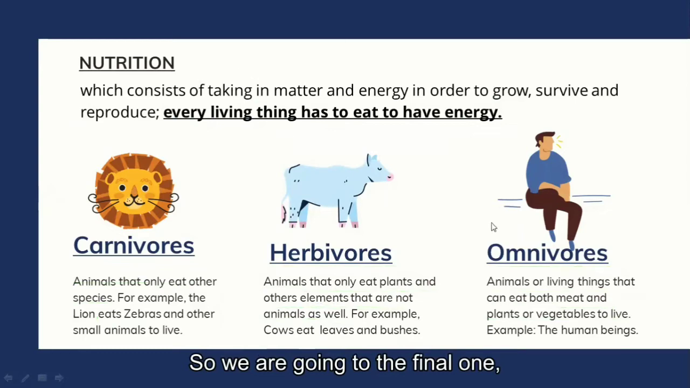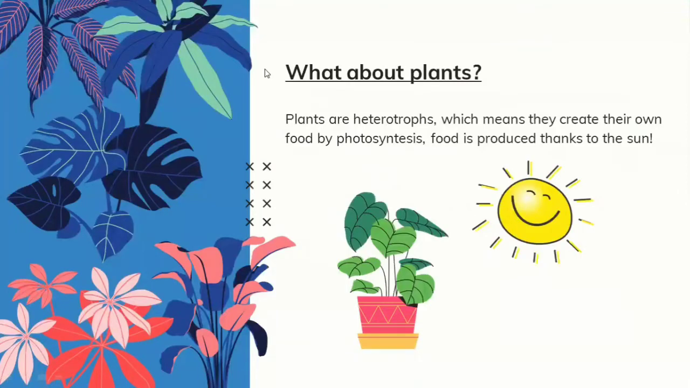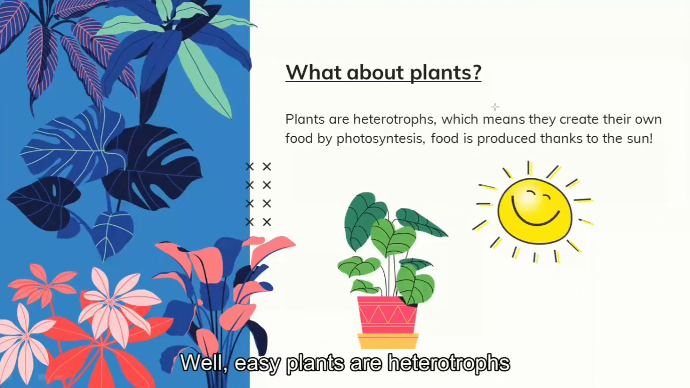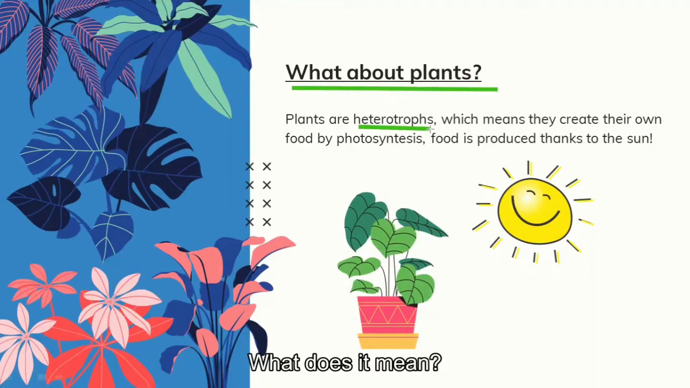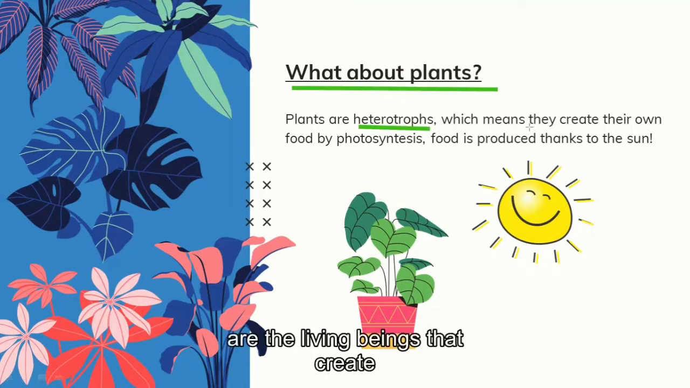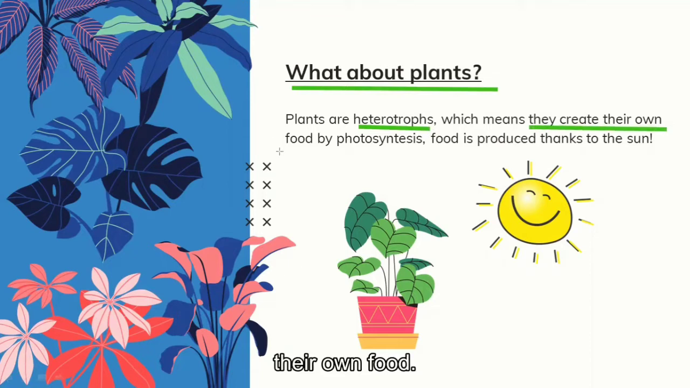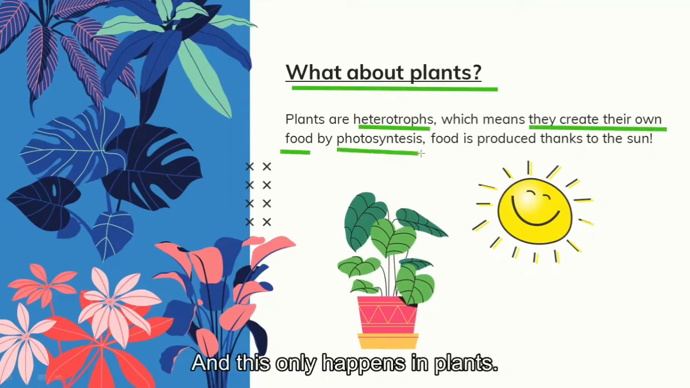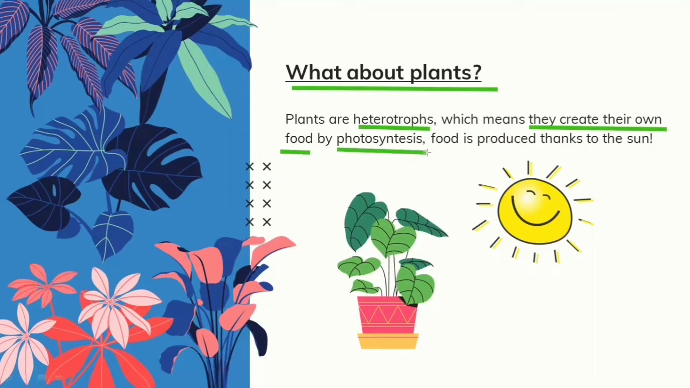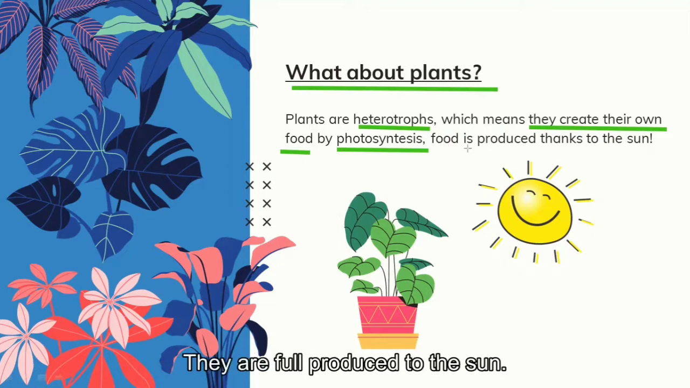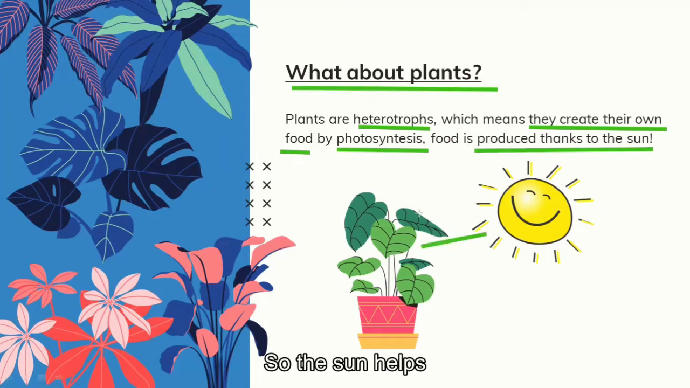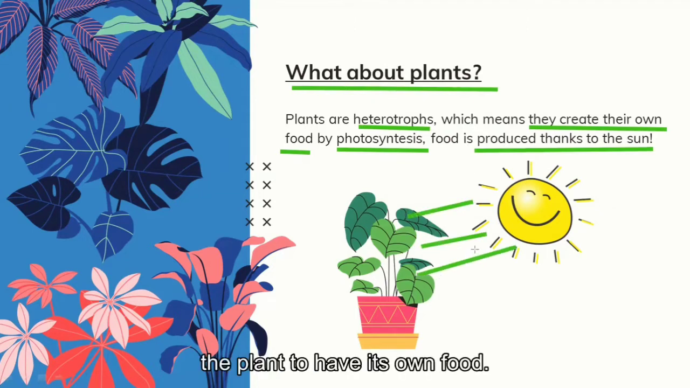There are other animals that basically don't eat more than meat or more than plants. So we're going to the final one, which is plants. What is a plant? How does a plant eat? Well, easy. Plants are autotrophs. What does it mean, autotrophs? Basically, autotrophs are living beings that create their own food, and this only happens in plants. It happens through photosynthesis. Photosynthesis is the process by which they produce food thanks to the sun. So the sun helps the plant to have its own food.